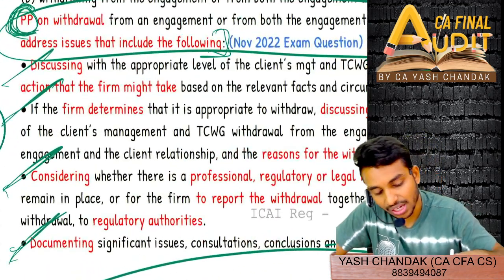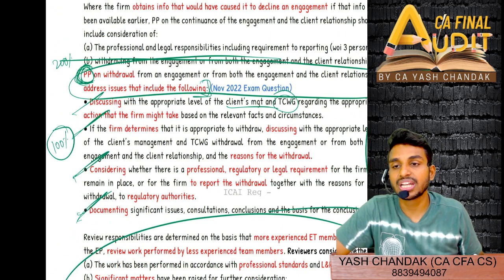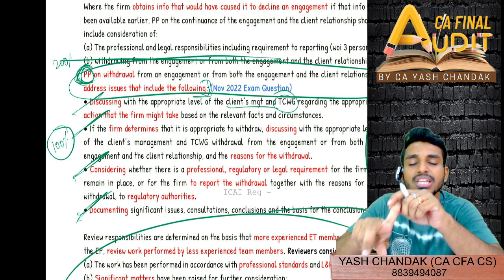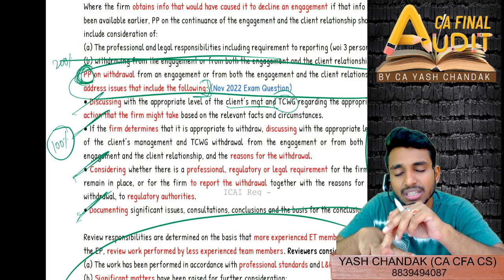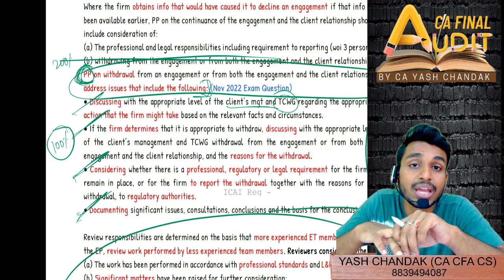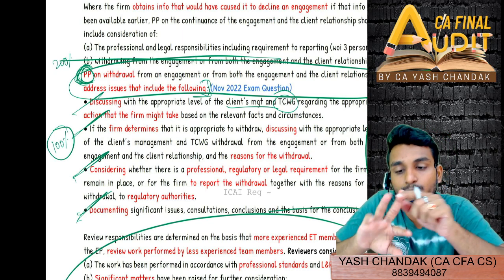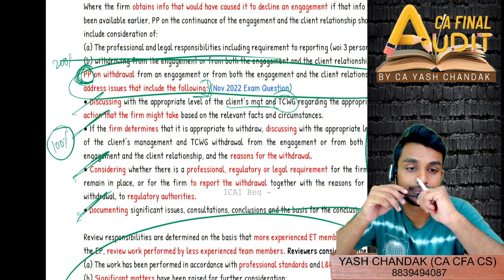We'll discuss with the appropriate level of the client's management and TCWG. Generally you will find this point in all standards. Whenever we are withdrawing, we'll communicate to the management that we are withdrawing because of these matters. We'll communicate the reason to the TCWG, and then we'll also have to communicate the reason to the regulatory authority. Clear? So management, TCWG and the regulatory body, these 3 parties have to be communicated about the withdrawal.